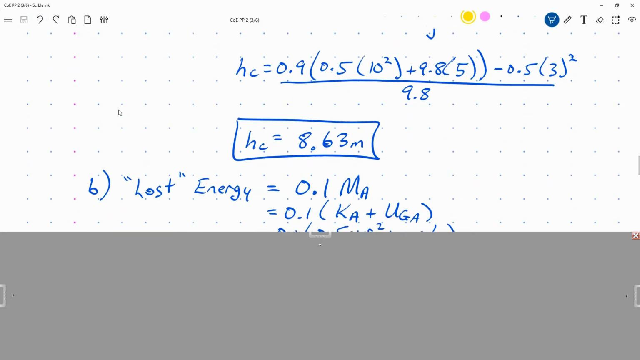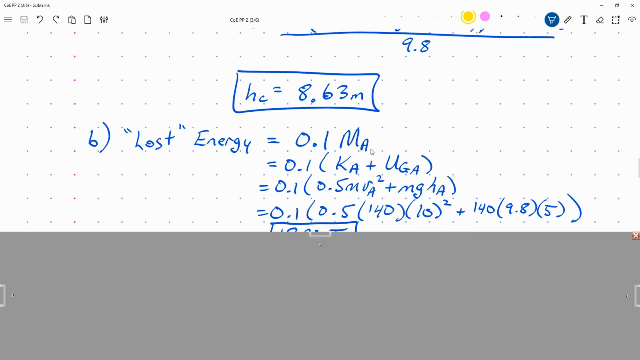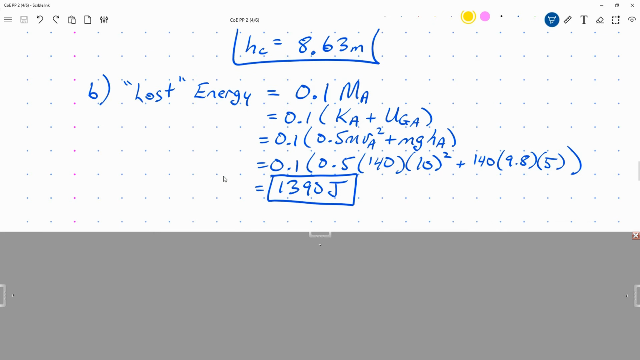Okay, so moving on to part B, it asked us, how much energy was lost in getting from point A to point C? So we know that we lost 10% of what we started with. So 10%, 0.1, of the mechanical energy we started with at point A. And of course, the mechanical energy at point A is just the kinetic plus the potential energy. So at this point, it just becomes a math routine, ultimately to find an answer of 1,390 joules.